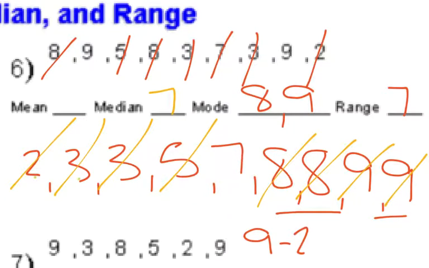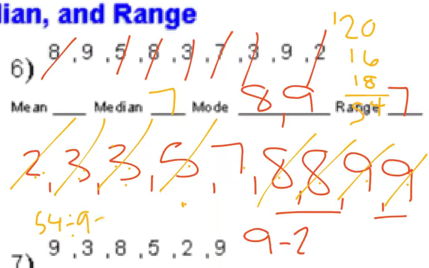So 2, 3, 5, 6, 7, 8, 9, 10, 11, 12, 13. 13 plus 7 is 20. 20 plus 8, so I have 20. 8 plus 8 is 16. 9 plus 9 is 18. That's going to give me 14, carry the 1. 1, 2, 3, 4, 5. So 54, and I have 1, 2, 3, 4, 5, 6, 7, 8, 9 numbers. So 54 divided by 9 equals 6. So my average number is 6.